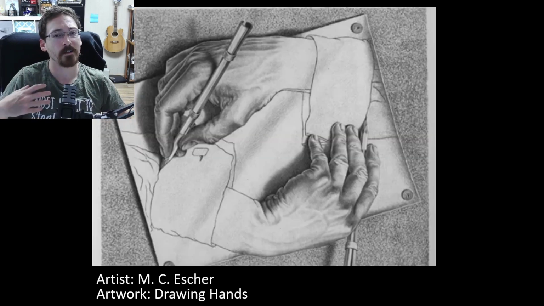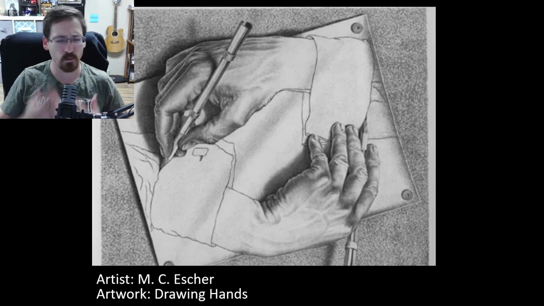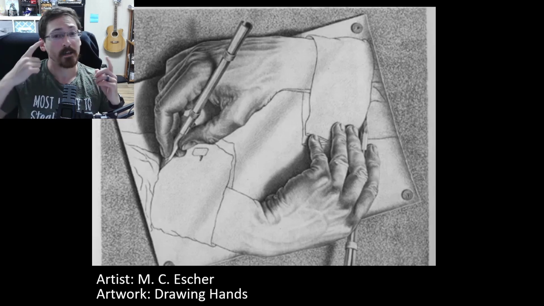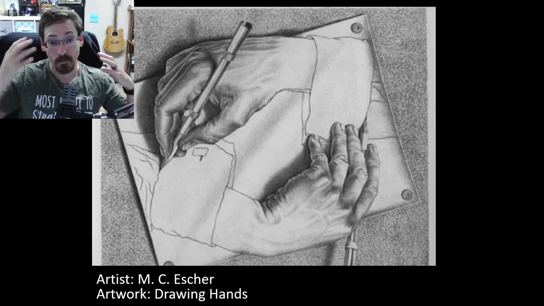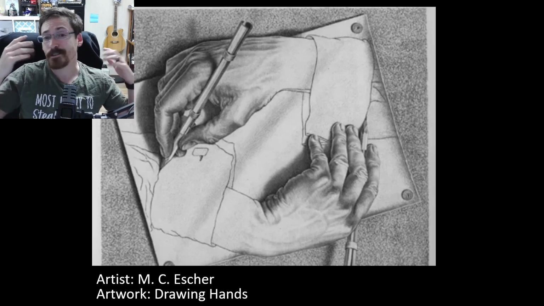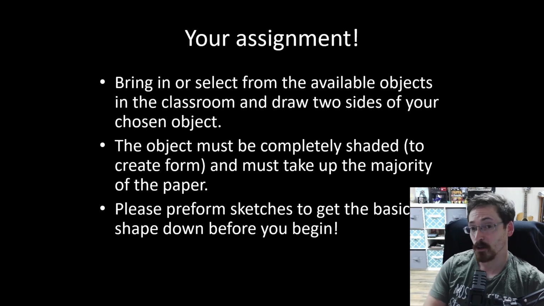And then finally, probably the most famous optical illusion of all time, M.C. Escher's Drawing Hands. This is a great example of how line can then get turned into a shape, which then gets value added to it, which then gets turned into a form, and then it circles back around and starts drawing itself all over again. And that brings me to your assignment.